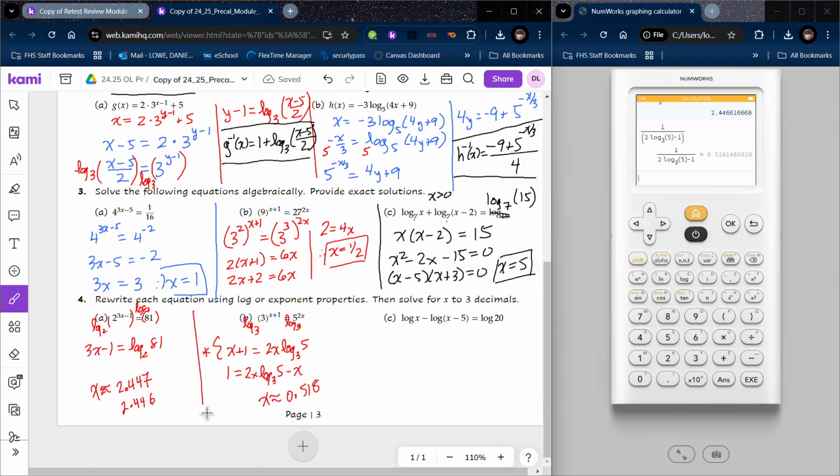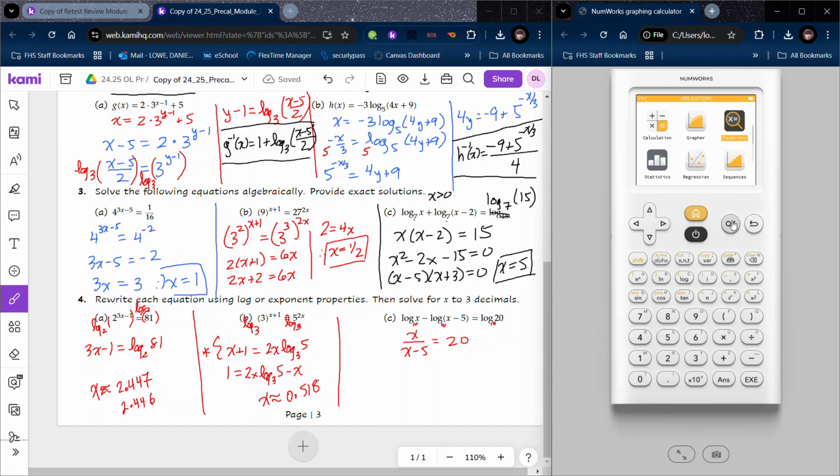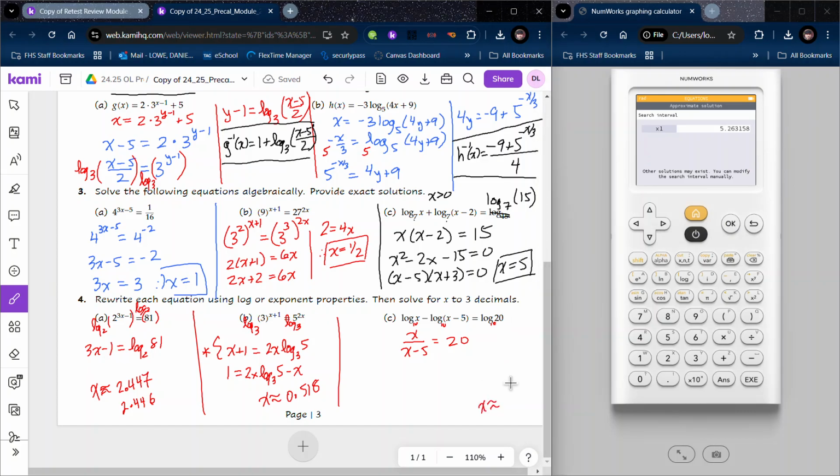Then for the last equation, properties of exponents or logarithms: if I have subtraction, it's division. So this tells me that x over x minus 5, because I have an implied base of 10 for each of these, must be equal to 20. If I come to my equation solver, x divided by x minus 5 must be equal to 20. Solve the equation, and it tells me that x is approximately 5.263, going to 3 decimal places.